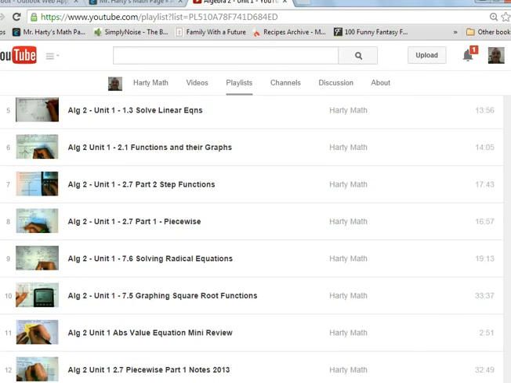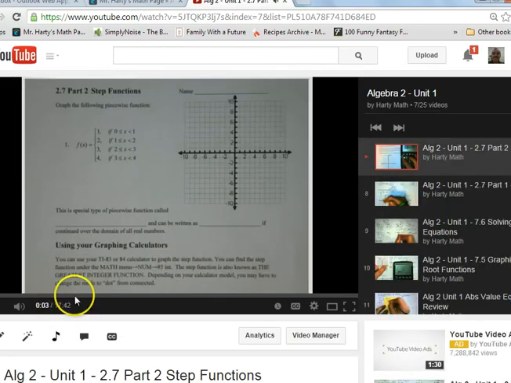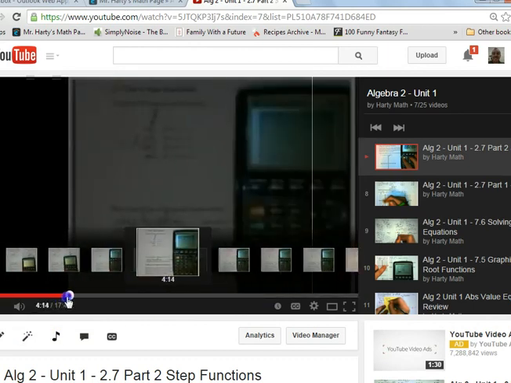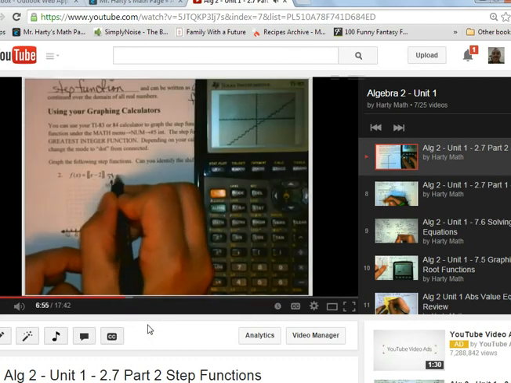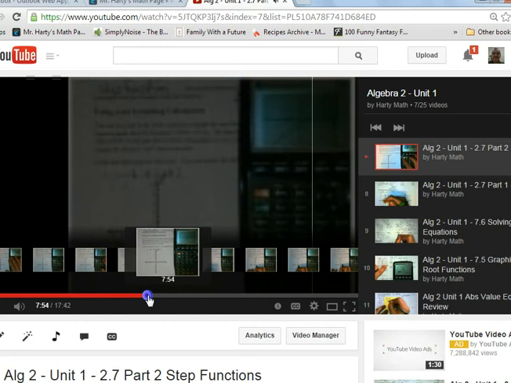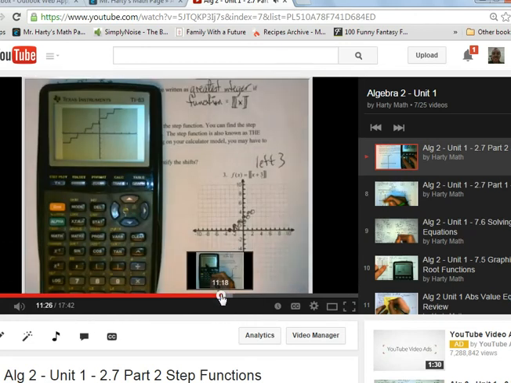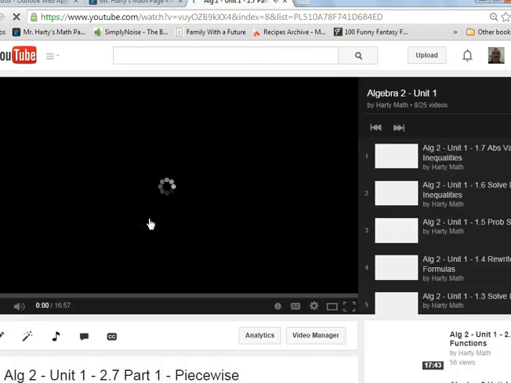Okay? If step functions are your deal, let's take a look at this for a minute. Let's say step functions are my deal. So I'm going to click this. Now, do I have to sit here for 17 minutes and watch this? No. I can kind of watch the little screen down here at the bottom and say, okay, let's see. Let's find something. Let's move a little more forward. That doesn't look any fun. Nah. We don't want those. Oh, piecewise. That's what I wanted.